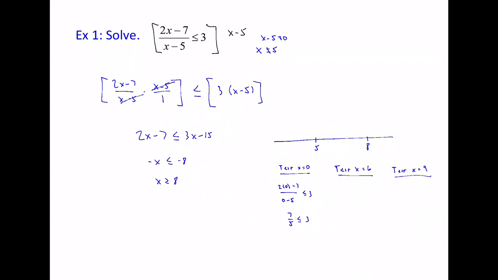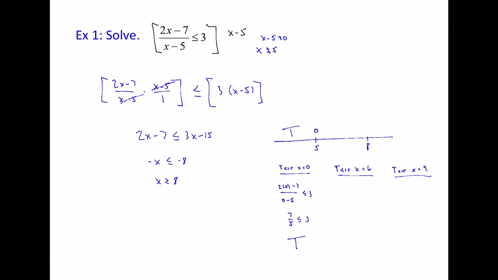So I tested x equals 0, plugged it in, I got 7/5 is less than or equal to 3. Is 7/5 less than or equal to 3? Yes, that's true. So all values to the left of 5 are true. 5 is an open circle because it's not included, it's not part of your solution. So now let's move on to the next section.